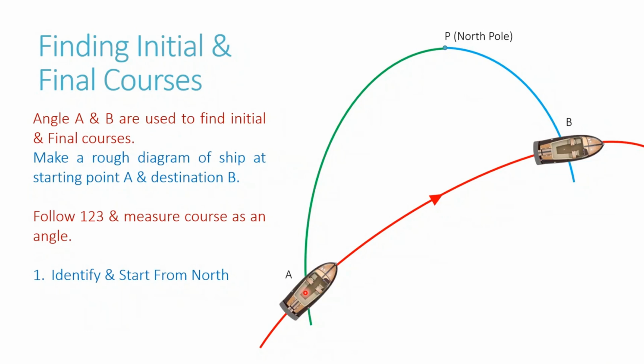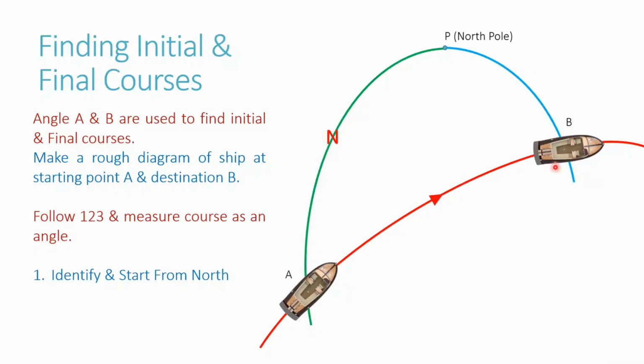So to identify the north direction, we basically have to see where the meridian is going. Now, when the ship is at point A, the meridian is this green color track, which is taking us to the North Pole. So let's mark it as point N. So this N represents the direction of the true north.